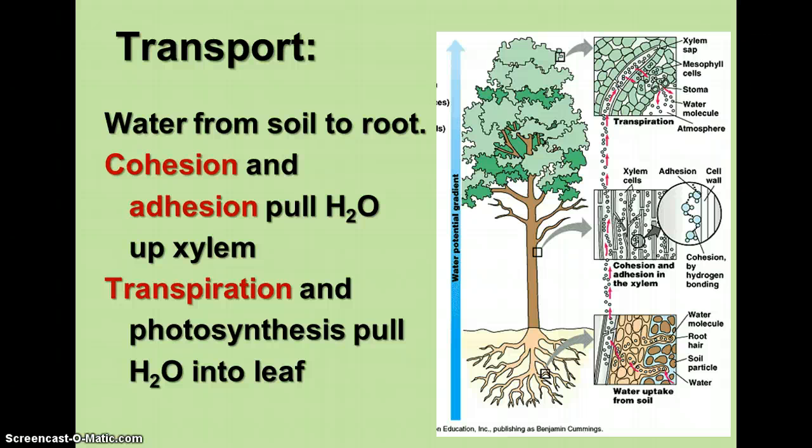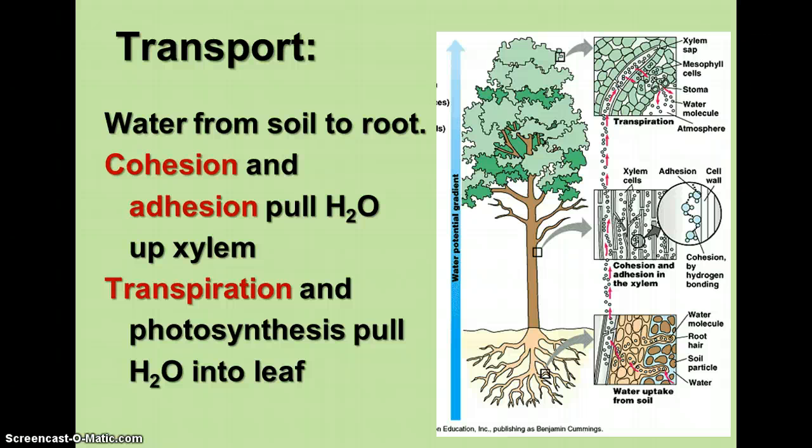So in order to get water from the soil all the way up to the top of the plant, since there's no pumping mechanism, it depends on those characteristics of water that we talked about way back at the beginning of school, cohesion and adhesion. Those two forces help pull water up the xylem.